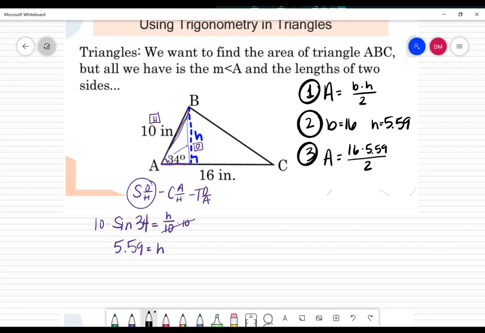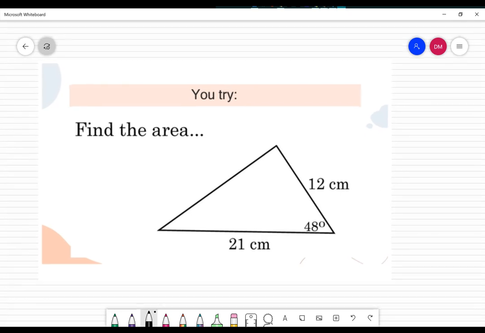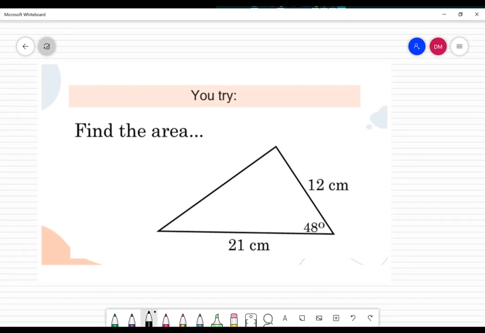And that would give me an area of 44.74, and that would be in inches squared. Okay, so again, we're just doing base times height divided by 2. We have to do a little trig in order to find that height, but that's what we're doing. So if you want to pause the video here and give this one a try, you can do that. And then after you unpause, we'll go through it together.